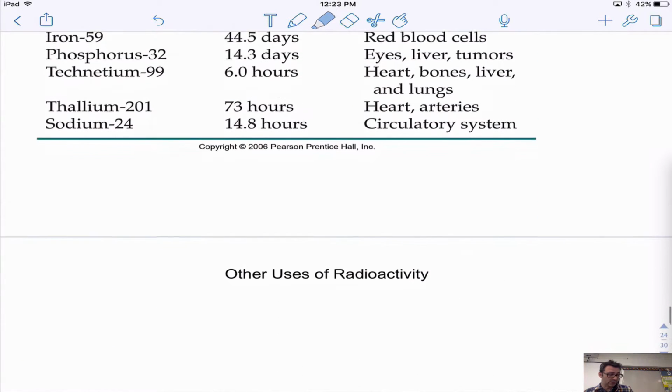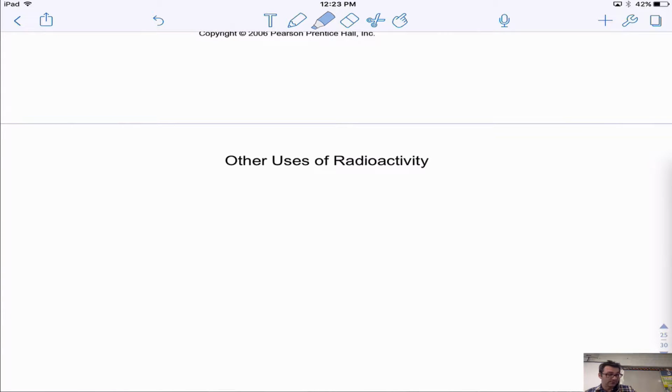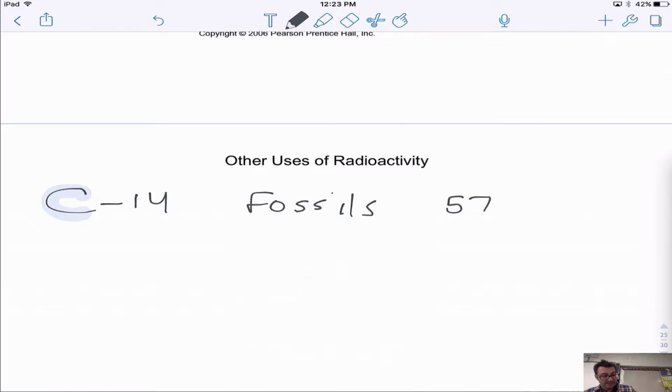Now, some other uses of radioactivity that come up on the Regents exam: carbon-14. This is used to study fossils. It has a half-life of about 5,700 years. And so if you find the remains of an organism, you can determine how old it is based on how much carbon-14 remains in the fossil.